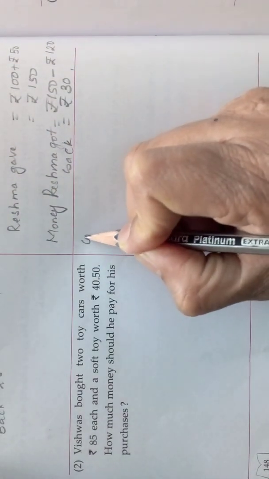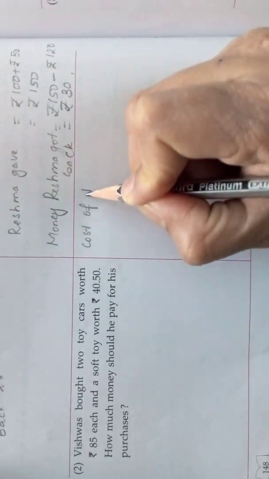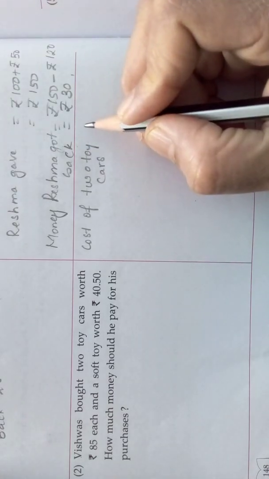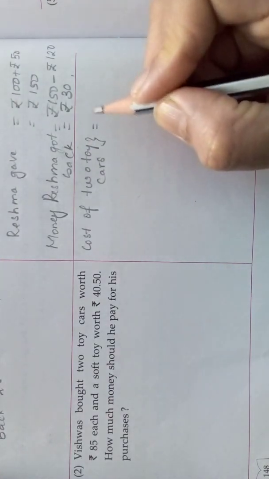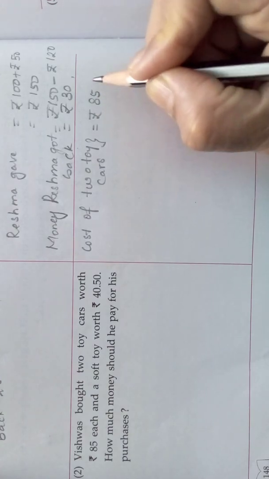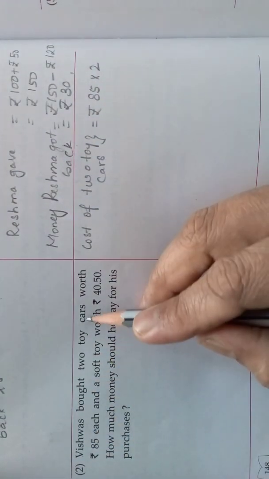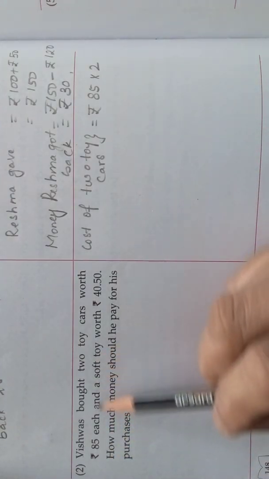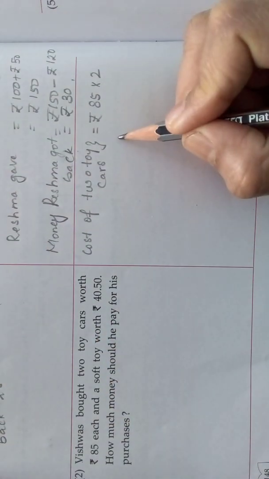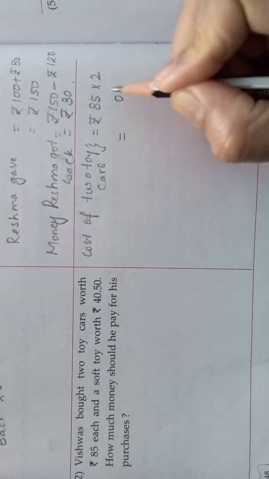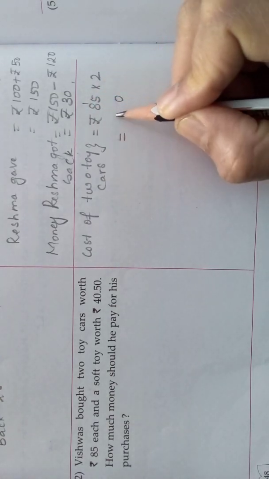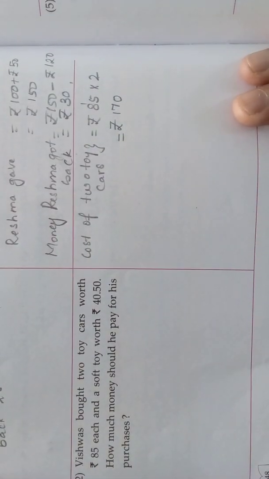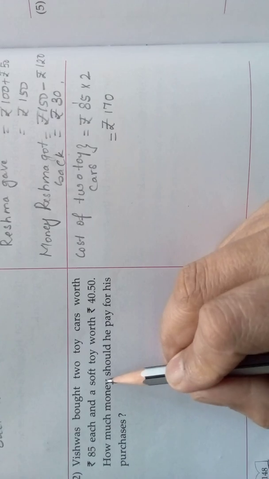Okay, cost of 2 toy cars is equal to, what's the cost of one toy car? 85 rupees into 2. See, Vishwas bought 2 toy cars worth rupees 85 each. 85 each means one toy car is 85 rupees. How many toy cars did he buy? 2. So you should multiply it with 2. 2 5s are 10 and 1 as carry. 2 8s are 16 and 16 plus 1 is 17. So how much? 170 rupees.